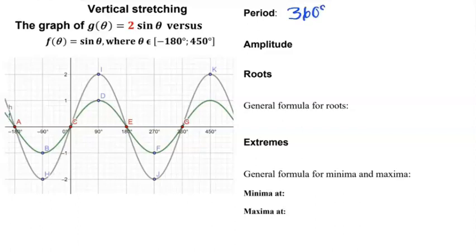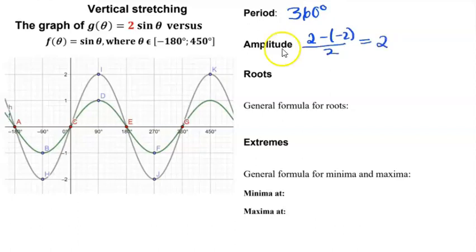So the next thing we need to look at is the amplitude, and we know the formula for the amplitude is the maximum minus the minimum divided by 2, so we have a maximum of 2, we have a minimum of -2, and we divide it by 2, and that will give us 4 divided by 2, which is 2.